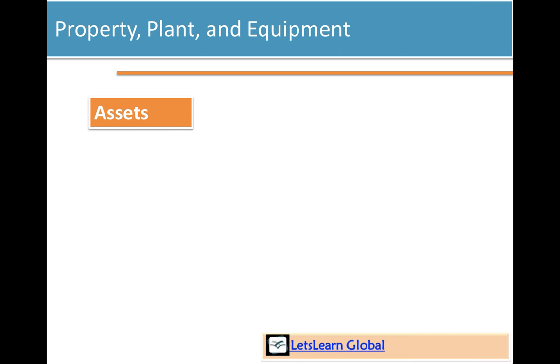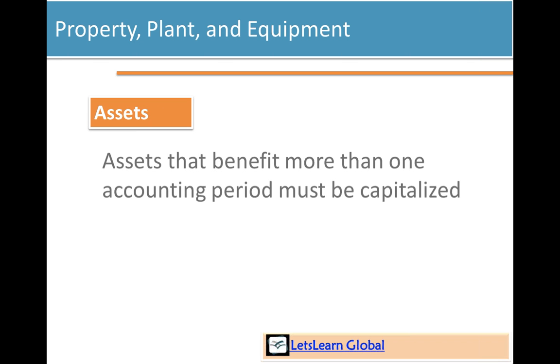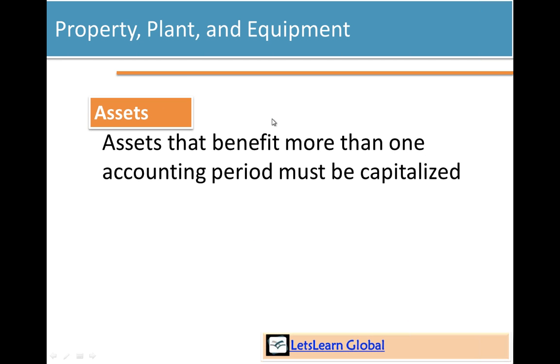Here, an item which is purchased to be used in the business will become an asset only when the benefit on that particular asset is derived for more than an accounting period. Usually it's a fiscal year, and that should be capitalized. Capitalized means it has to be recorded as an asset on the balance sheet.